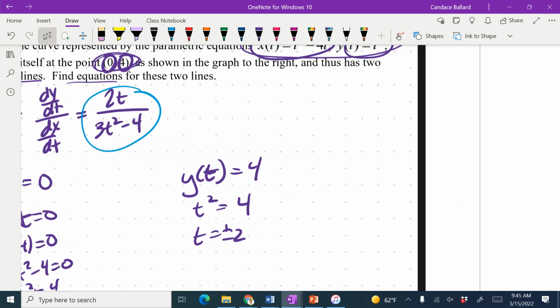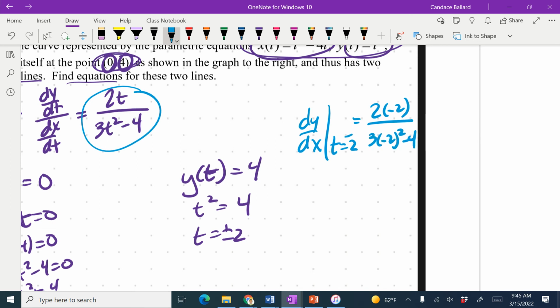All right, so I'm going to kind of squeeze it in right here. So I've got dy dx when t is equal to -2. So hopefully you got 2 times -2 over 3 times -2 squared minus 4. All right, what's 2 times -2? -4. What'd you get in the denominator? 8. So -1/2. So the equation of that tangent line would be y minus my y value of 4 from up here equals -1/2 x minus 0.